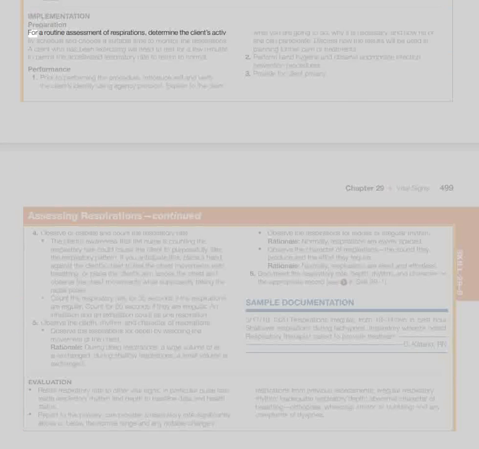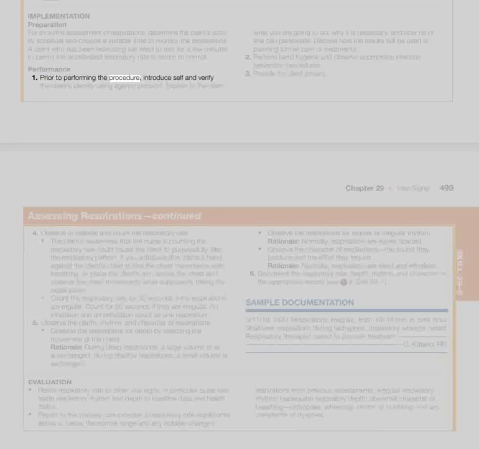Implementation: preparation for a routine assessment of respirations. Determine the client's activity schedule, and choose a suitable time to monitor the respirations. A client who has been exercising will need to rest for a few minutes to permit the accelerated respiratory rate to return to normal. Performance.